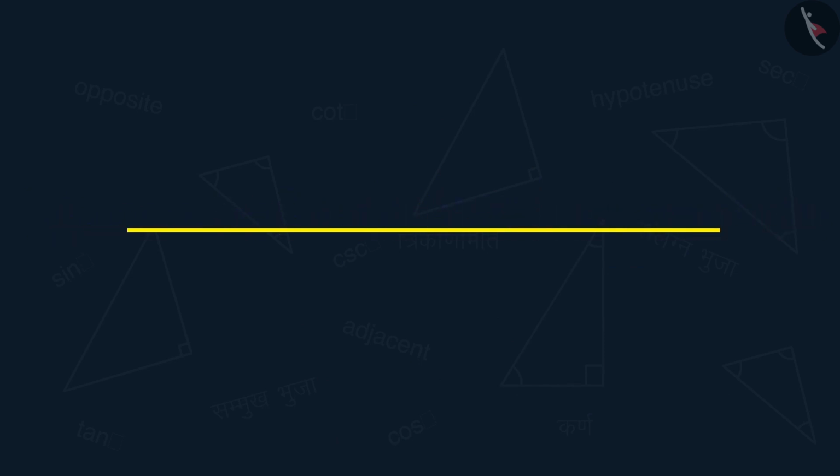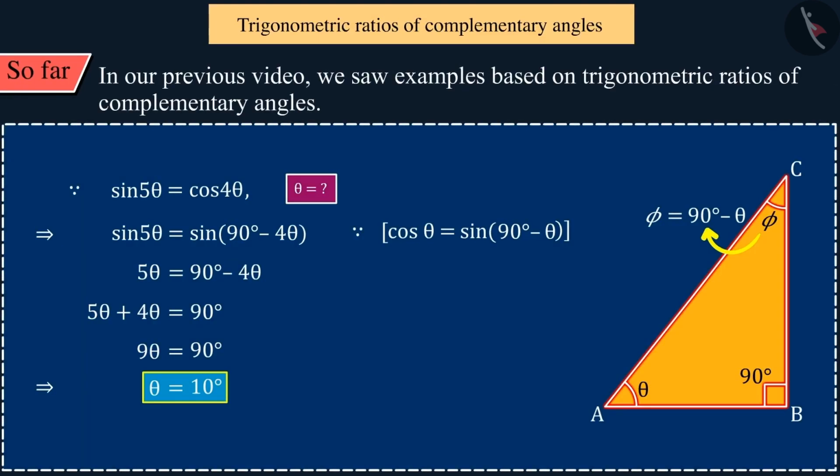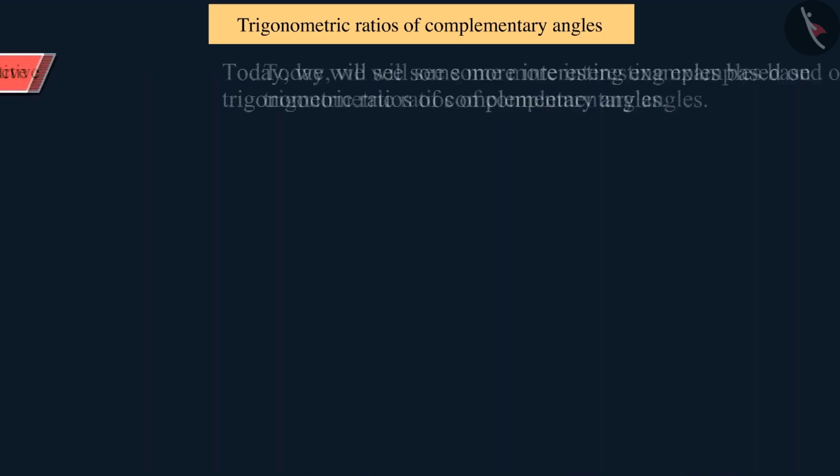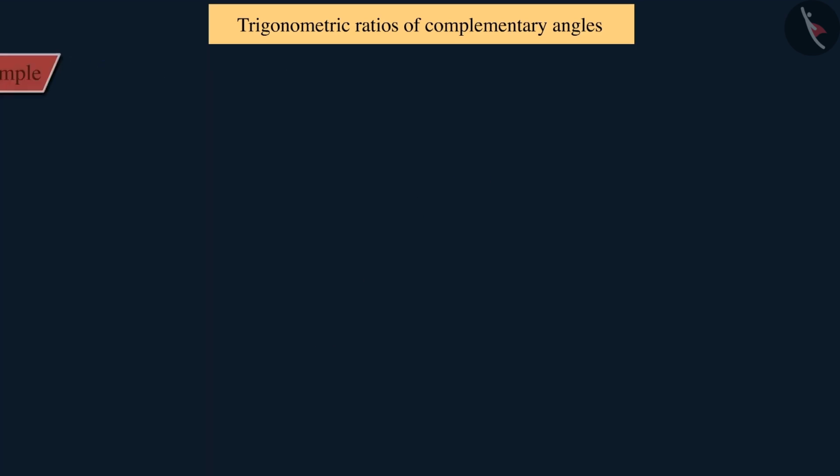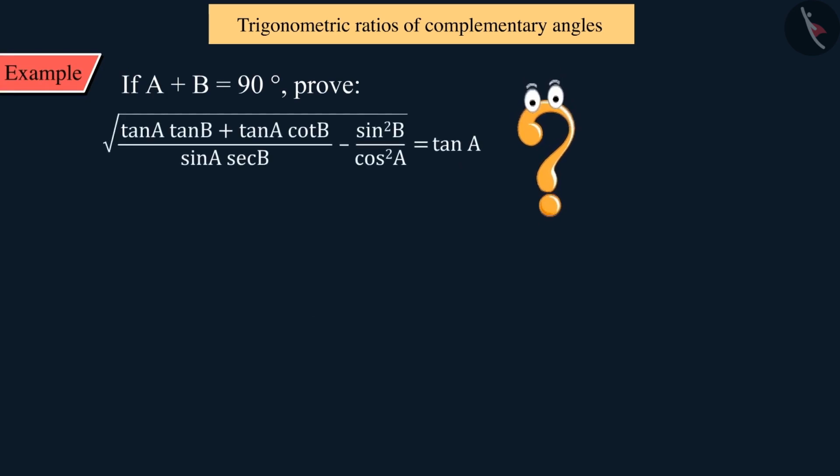Welcome to this video. In our previous video, we saw examples based on trigonometric ratios of complementary angles. Today, in this video, we will see some more interesting examples based on this. If A plus B is equal to 90 degrees, can you prove the following equation?